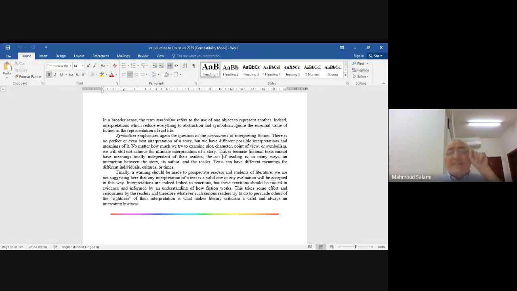Notice the act of reading, and I think this is important. The act of reading is, in many ways, an interaction with the story between the author and the reader. Texts can have different meanings for different individuals, cultures, or times. Yes, absolutely. That's why we still read Shakespeare and the classics today, because we still see things in them, maybe different from the way they meant for their own society. We still read these old texts because we find something new, something related to us now.